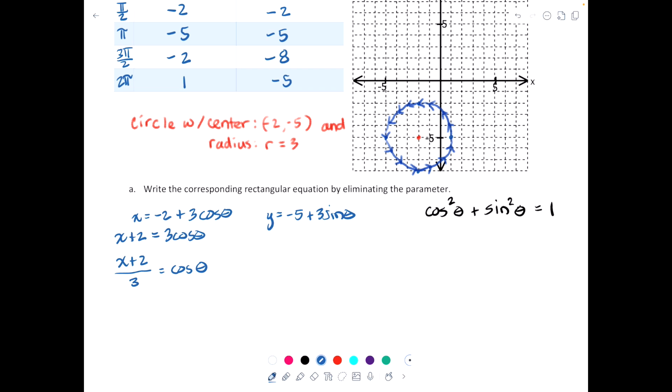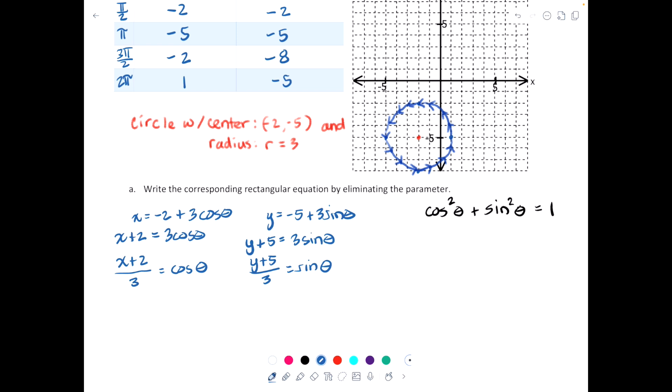Sorry about my dogs. If I add 5 on the second one, I will get y plus 5 is equal to 3 sine theta. And then y plus 5 over 3 equals sine theta.